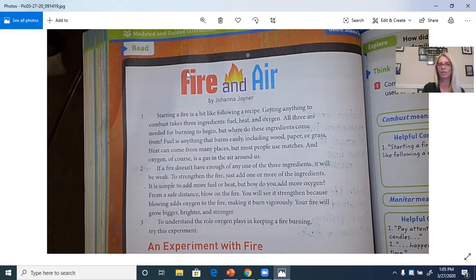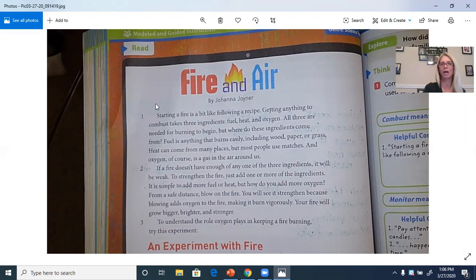If a fire doesn't have enough of any one of these 3 ingredients, it will be weak. To strengthen the fire, just add 1 or more of the ingredients. It is simple to add more fuel or heat, but how do you add more oxygen? From a safe distance, blow on the fire. You will see it strengthen because blowing adds oxygen to the fire, making it burn vigorously. Your fire will grow bigger, brighter, and stronger. To understand the role oxygen plays in keeping a fire burning, try this experiment.